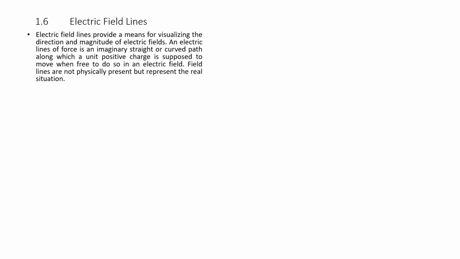Electric field lines. Electric field lines provide a means for visualizing the direction and magnitude of electric fields. An electric line of force is an imaginary straight or curved path along which a unit positive charge is supposed to move when free to do so in an electric field. Field lines are not physically present but represent the real situation. Hence, electric field lines are used for visualizing the direction and magnitude of field lines.